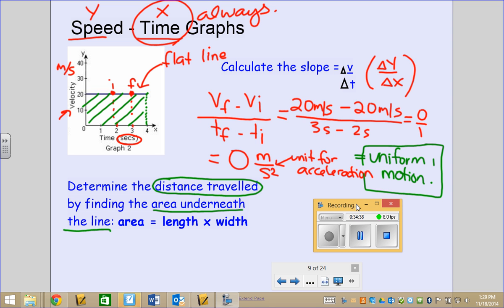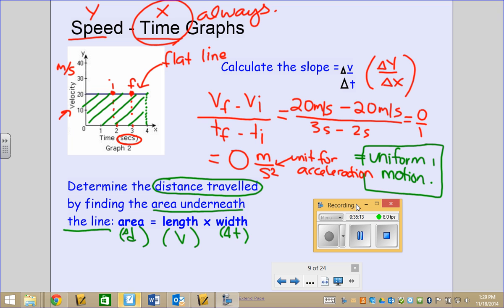So we'll say that because width is going across, that width is time. And that length, we'll call that the up and down, you could call it height as well if you wanted to, will be the velocity. That's what I'm reading off of this graph. So if I multiply velocity and time, that's the formula for calculating distance. So the area will represent the distance, the change in distance.